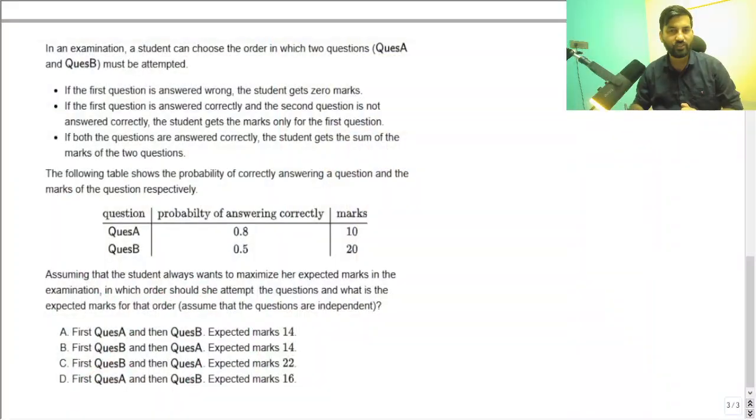My name is Dheeraj Misra, and in this session, I'm just going to solve one question from probability. This question was asked in GATE 2021 in computer science. Okay, so let us have a look at this question.